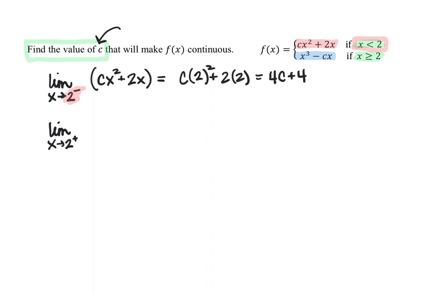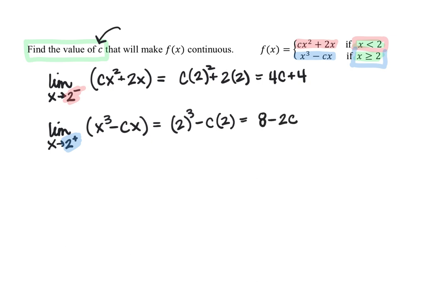Now let's look at the right-hand limit. x approaching 2 from the right means we're looking at values larger than 2. That means x is greater than, in this case, or equal to 2. So we are on the bottom piece. That'll be the limit of x cubed minus cx. Again, we'll do direct substitution. You'll substitute 2 in for x. And that'll give us 2 cubed minus c times 2, which will be 8 minus 2c.